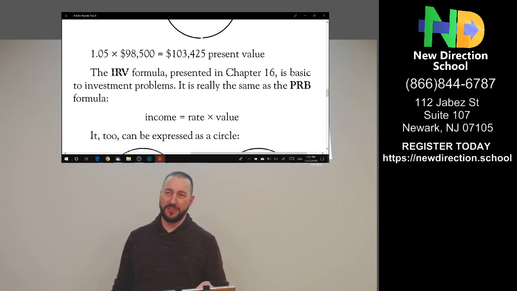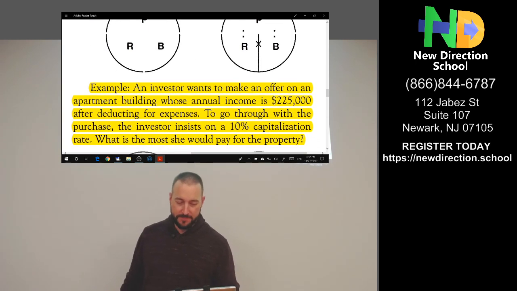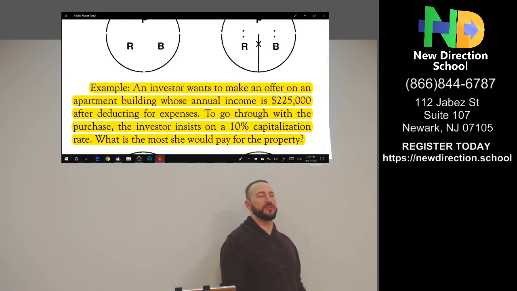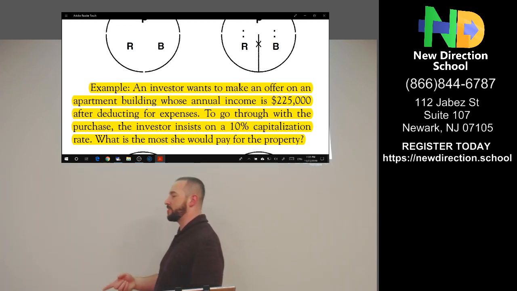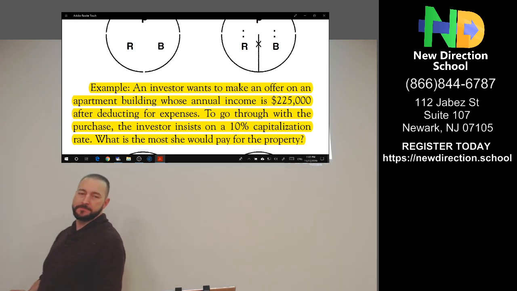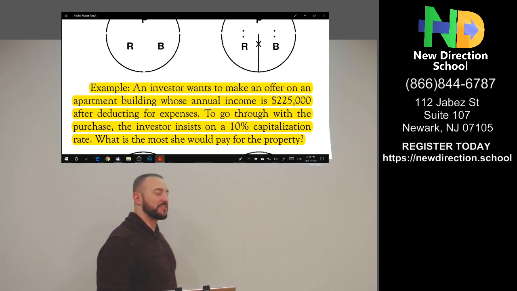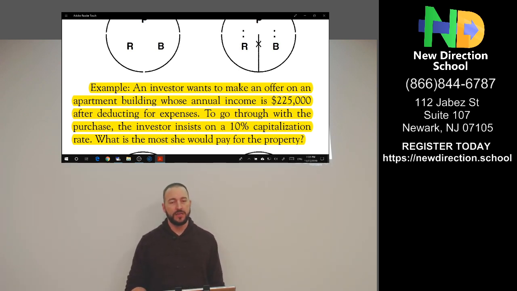So I gave you that formula, the variables of the formula, and all that stuff. So it says right here, an investor wants to make an offer on an apartment building whose annual income is $225,000 after deducting for expenses. To go through with the purchase, the investor insists on the 10% capitalization rate, or cap rate. What is the most that she would pay for the property?